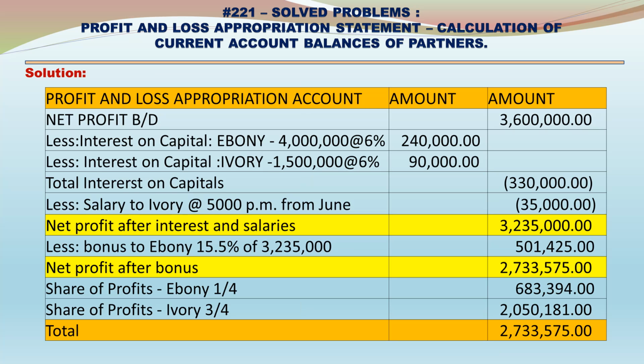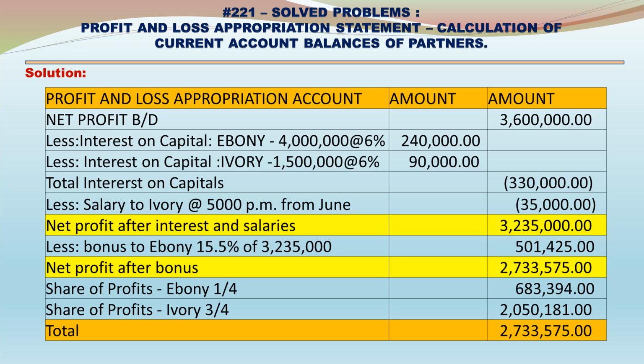Net profit brought down 3,600,000, less interest on capital: Ebony 4 million at 6% 240,000, less interest on capital Ivory 1,500,000 at 6% 90,000. Total interest on capital 330,000, less salary to Ivory 5,000 per month from June for 7 months 35,000. Net profit after interest and salaries 3,235,000, less bonus to Ebony 15.5% on 3,235,000, that is 501,425.